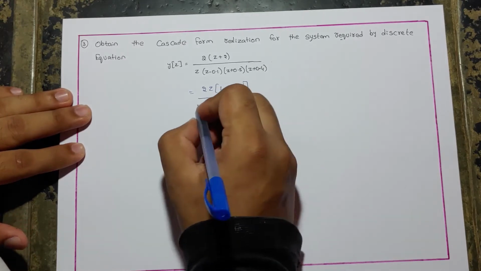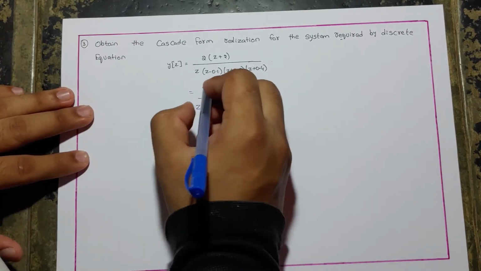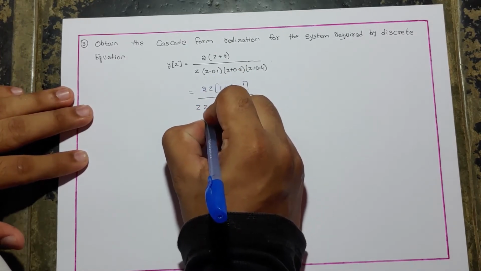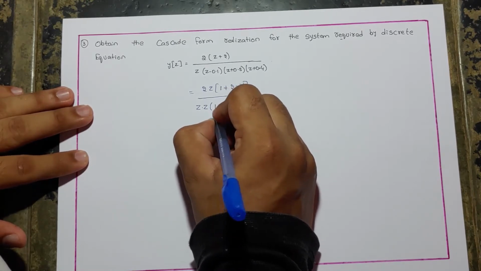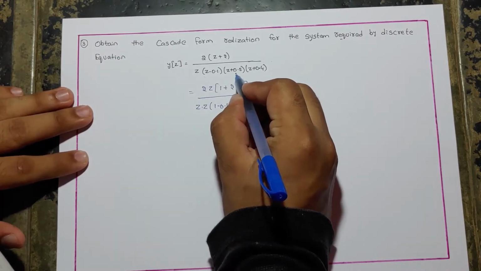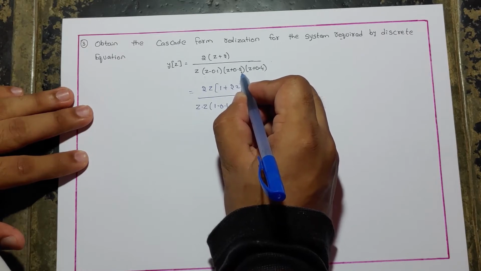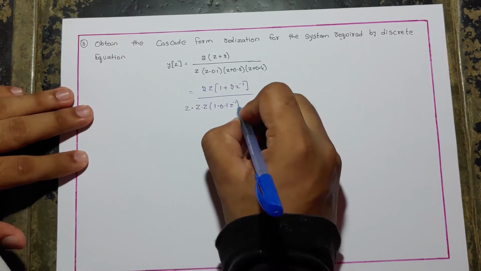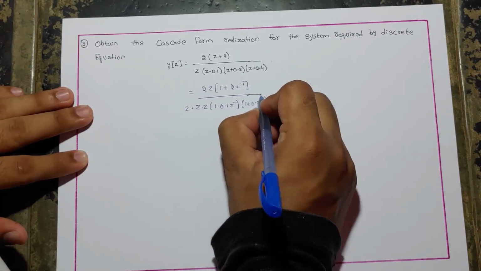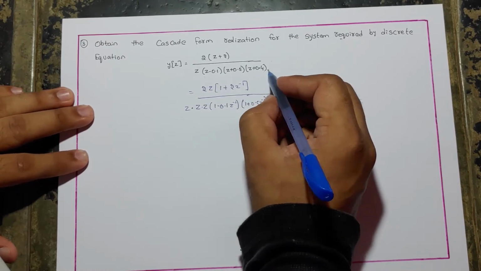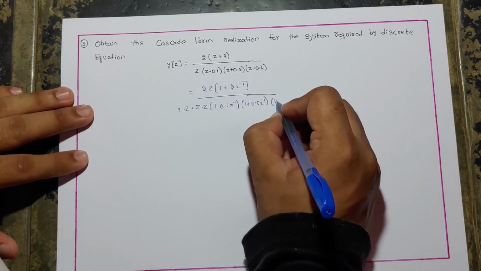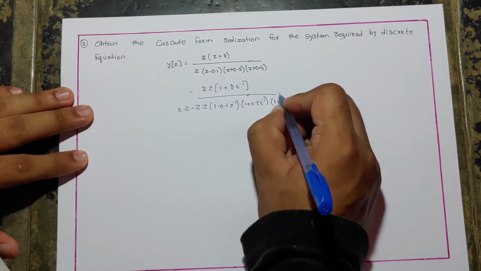In the same way, in the denominator z will be common. From the first set we take z as common, which results in 1 minus 0.1 times z power minus 1. From the second set, that is z plus 0.5, let us take z common, which results in 1 plus 0.5 times z power minus 1. And from the last, z plus 0.4, let us take z common, and the remaining equation will be 1 plus 0.4 times z power minus 1.